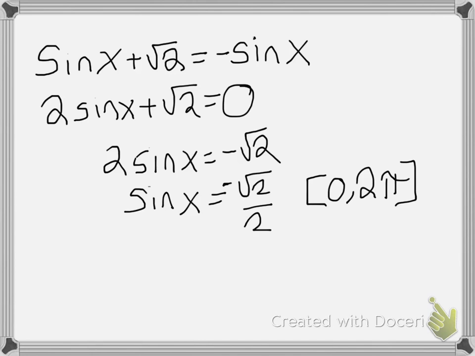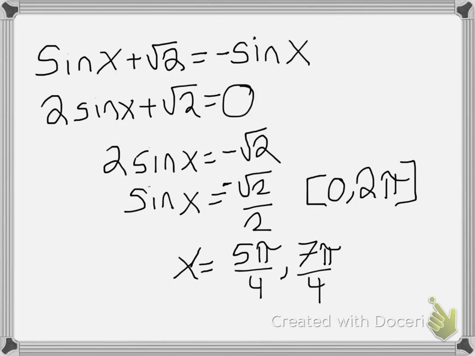So x is going to equal, remember, 45 degrees is pi over 4. In quadrant 2, it's 3 pi over 4. In quadrant 3, it's 5 pi over 4. And in quadrant 4, it's 7 pi over 4.